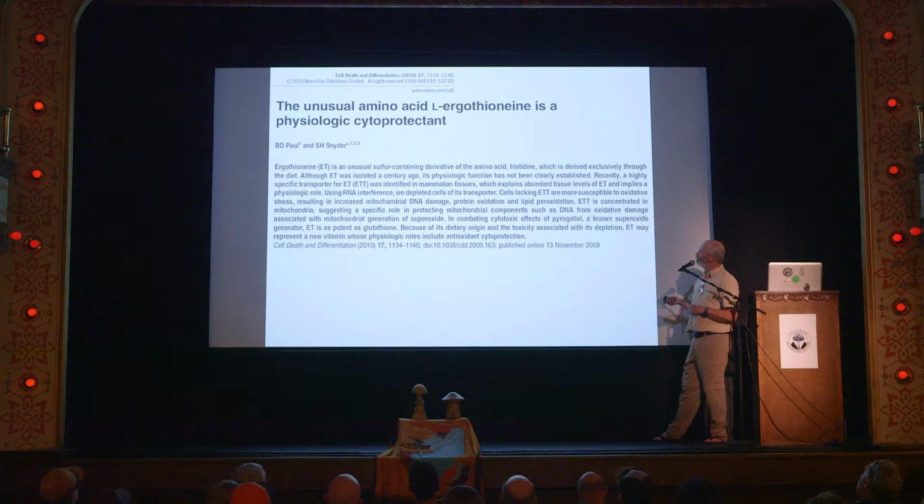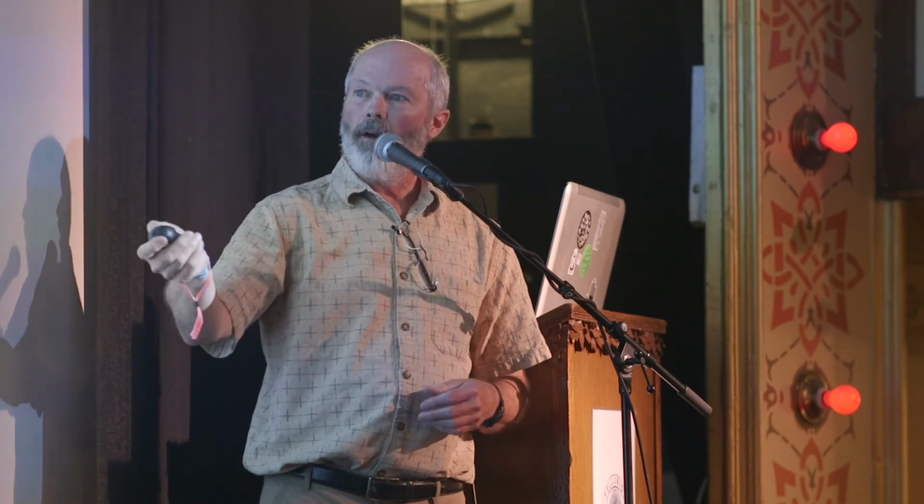Again, don't try and read it. We'll just read the title. The unusual amino acid L-ergothioneine is a physiologic cytoprotectant. What they did was test cells in culture, and found that ergothioneine can protect cells from oxidative stress. And they actually argue that this should be considered a vitamin.